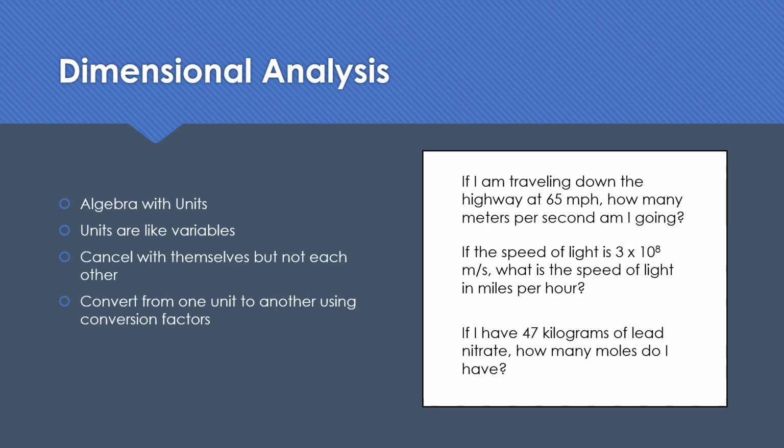And so we use dimensional analysis to answer questions like, if I'm traveling down the highway at 65 miles per hour, how many meters per second am I going? If the speed of light is 3 times 10 to the 8th meters per second, what's the speed of light in miles per hour? If I have 47 kilograms of lead nitrate, how many moles do I have? You might not know what a mole is, don't worry about that. But basically, the idea is we have an amount or a value in one unit, and we want to know what does that equal in some other unit. Okay? And so to do that, we use what are called conversion factors.